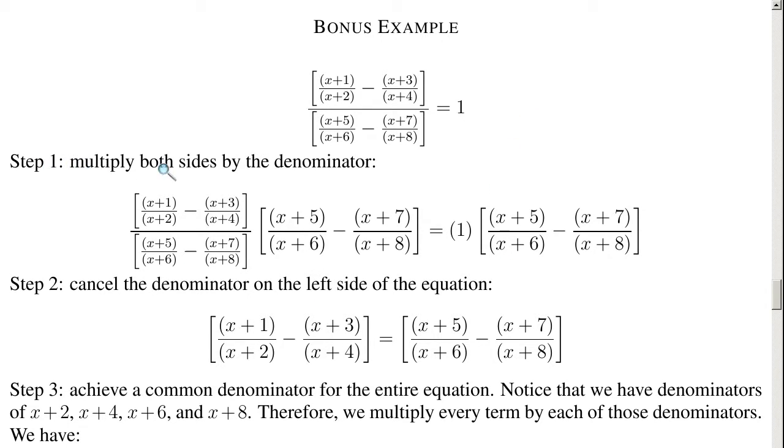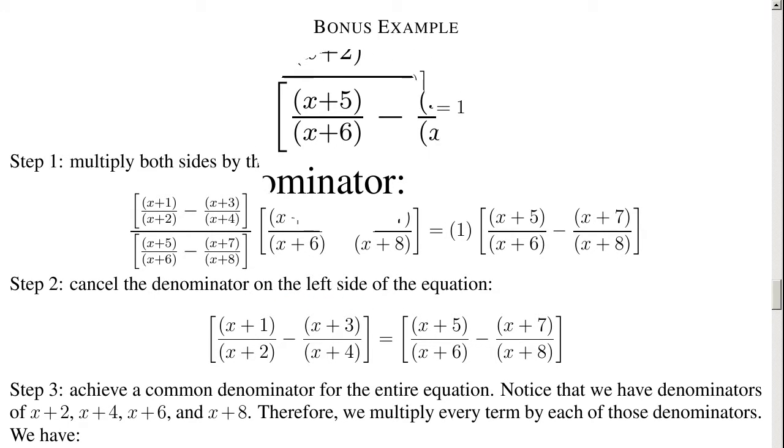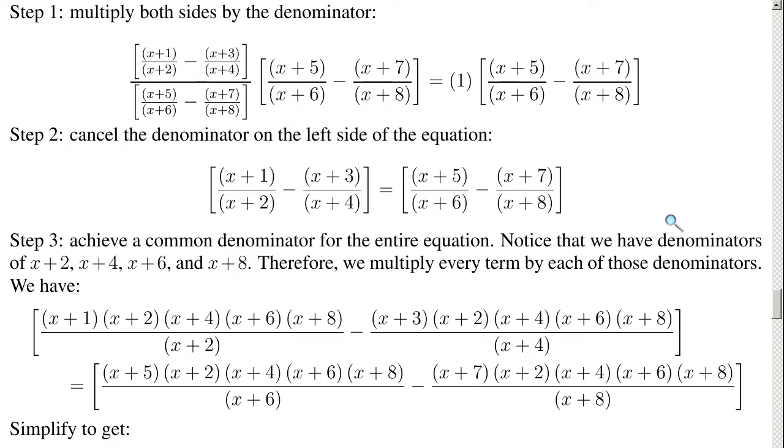Step 1, multiply both sides by the denominator. So it's this huge denominator down here, (x plus 5) over (x plus 6) minus (x plus 7) over (x plus 8). I'm going to multiply the left side and the right side of the equation by it. What that will allow me to do is go on to step 2 and cancel the denominator on the left side of the equation. So cancel, cancel, which just leaves us with the stuff on top here, (x plus 1) over (x plus 2) minus (x plus 3) over (x plus 4), which equals, on the right side, 1 is just 1, so we get (x plus 5) over (x plus 6) minus (x plus 7) over (x plus 8).